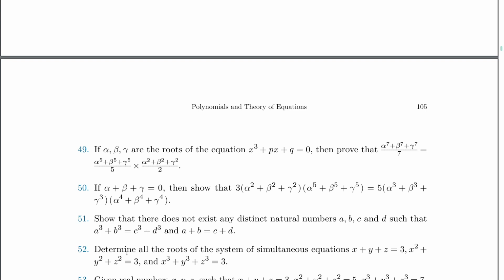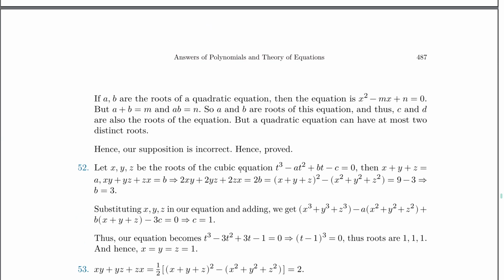Question 52 says that determine all the roots of the system of simultaneous equations x plus y plus z is equal to 3, x square plus y square plus z square is equal to 3, and x cube plus y cube plus z cube is equal to 3. So this is a very straightforward problem. Let x, y, z be the roots of the cubic equation t cube minus a t square plus bt minus c is equal to 0. So x plus y plus z is equal to a, xy plus yz plus zx is equal to b, and 2xy plus 2yz plus 2zx will become 2b, which will be equal to (x plus y plus z) whole square minus (x square plus y square plus z square), which is equal to 6.